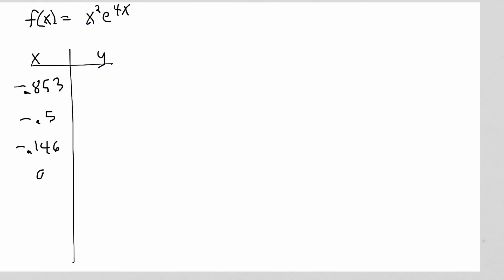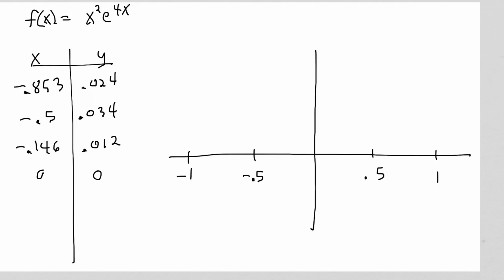So I take my 4 values and I calculate my y values for these 4 values, and I get those values. Now let's sketch a graph. So I'm going to use this scale. These are small numbers, so I'm going to spread it out. So I'm going to put these values, these dots, on the number line.